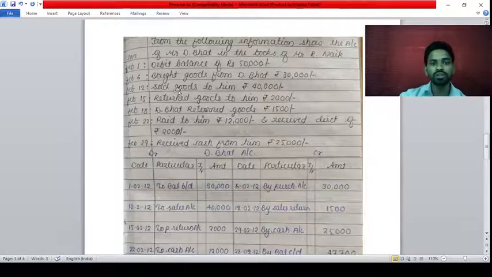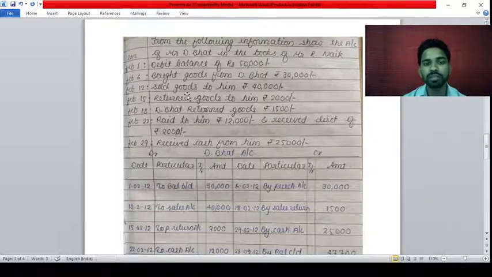Next, on 12th Feb, sold goods to him. This is a sales transaction. Sold goods to whom? To D. Bhatt. So what is the transaction? Debit is the receiver. D. Bhatt account debit rupees 40,000 to sales account credit rupees 40,000. We don't prepare the sales account, so don't pass it.